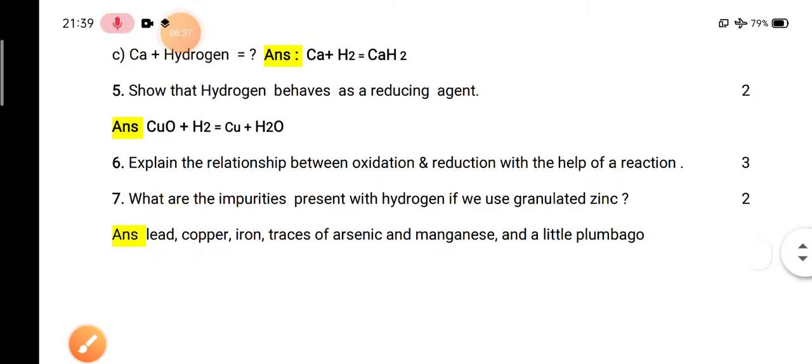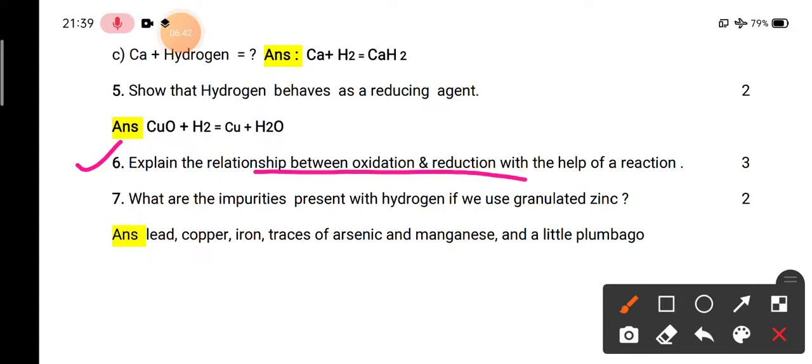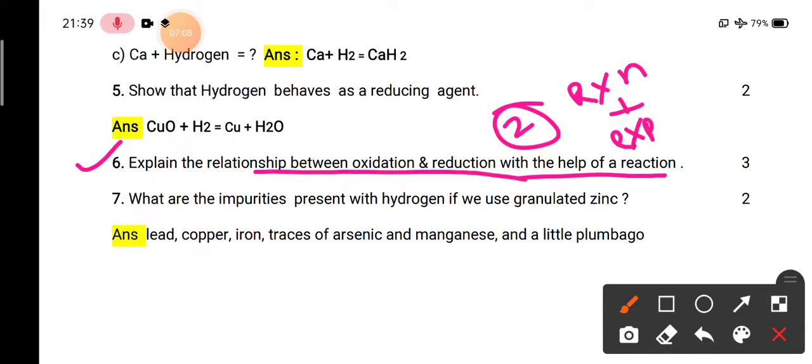Okay, and question number 6 is, explain the relationship between oxidation and reduction with the help of a reaction. So in this question you have to cite a balanced chemical reaction. Along with that, you have to explain properly. Without giving any example or reaction, you will not get 3 marks. Only the explanation will give 2 marks, and if you give reaction and explanation, you will get 3 marks.